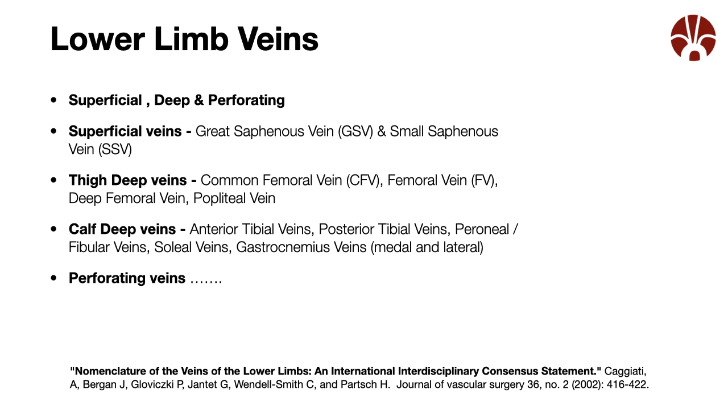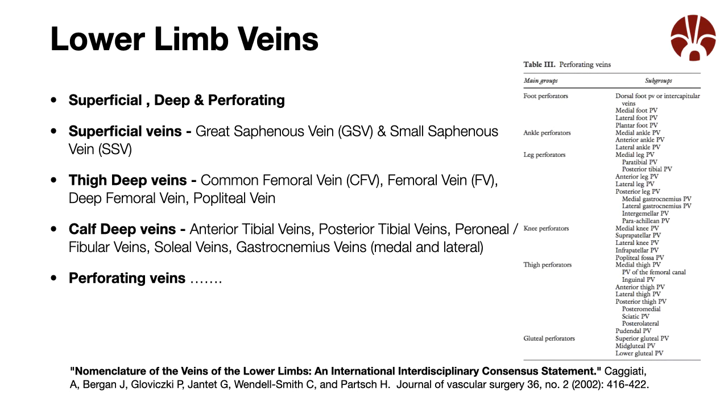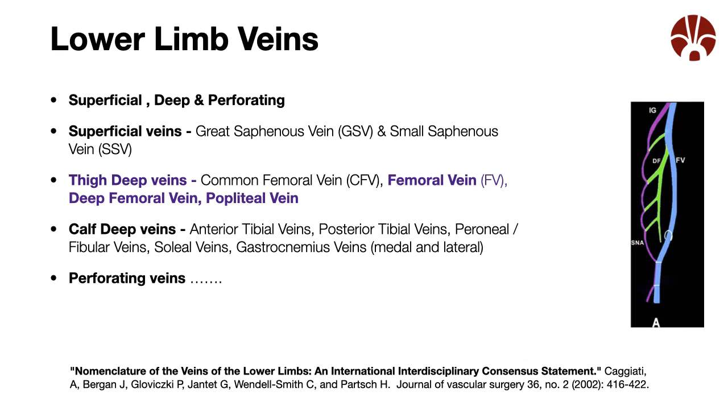First off, a brief refresher on the lower limb veins, which can be divided into superficial, deep, and perforating. You'll be glad to know we're not talking about the perforating veins, because there's an awful lot of them to remember. Instead, we're concentrating on the deep veins of the thighs, particularly the femoral vein, the deep femoral vein, and the popliteal vein.